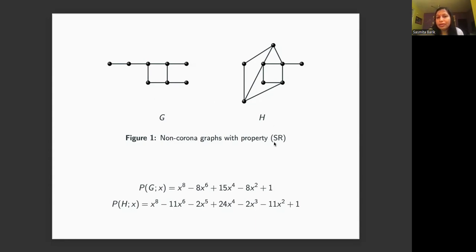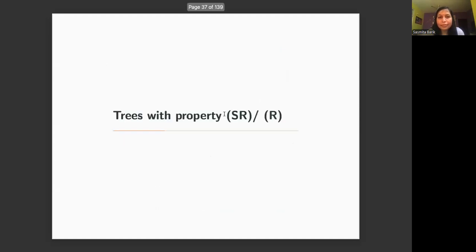Here I have not written the spectrum, I have written only the polynomials, and I'll tell how it is related to the polynomial. Looking at the polynomial itself, we can decide whether the graph satisfies property SR or not. Like in the bipartite case, looking at the polynomial, you can decide whether the graph is bipartite or not. Here also, looking at the polynomial, you can decide whether the graph satisfies the strong reciprocal eigenvalue property or not. So here I have written the polynomials, but anyway, we'll go to that.